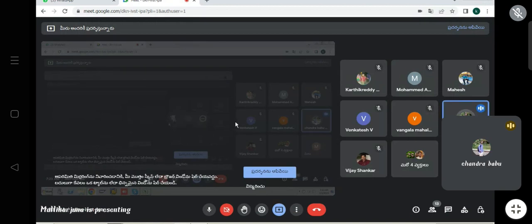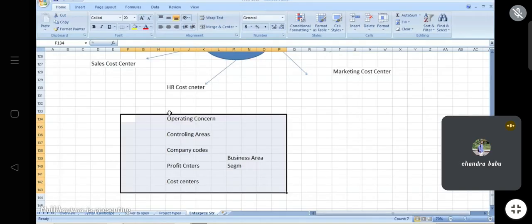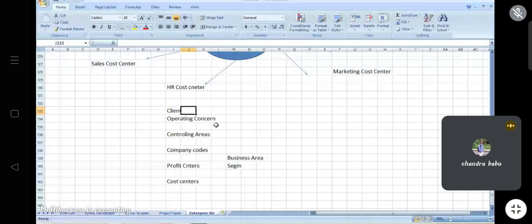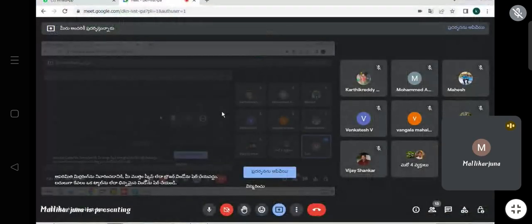The first one is client, right? Yeah, client, then operating concern. Okay. So tomorrow we will start the configuration. We create the company and the company codes, then subsequent configurations we will start. And make sure that everyone has installed SAP, either online or offline. I have shared the contact of MM Parvat in the group. Please reach out to that person and he will help you get it installed.